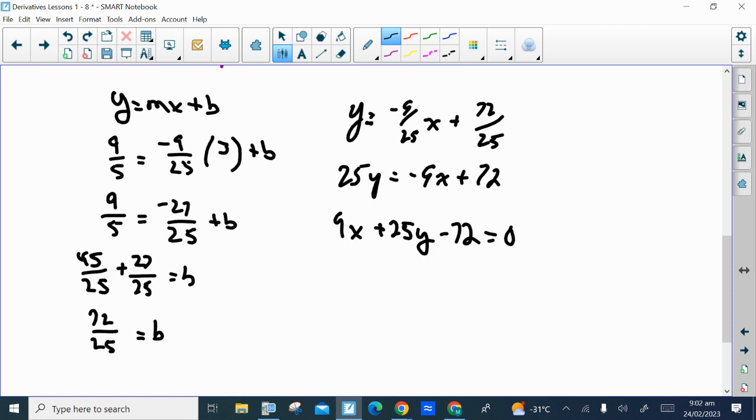So I said at the start of the course, there's often lots of algebra that you're going to have to do. So you need to be prepared for that, because there's lots of algebra in this course.